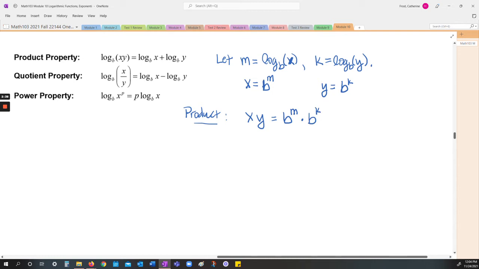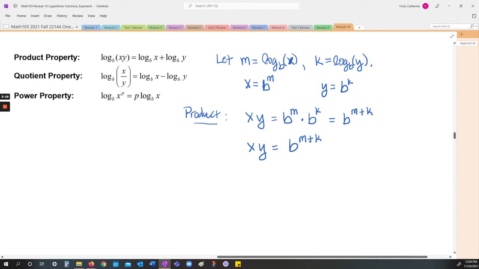And we know from working with exponents in previous classes that when you have the same base, you add the exponents. So this is equal to b to the m plus k. Okay, let me rewrite this and leave out this middleman. So x times y equals b to the m plus k.